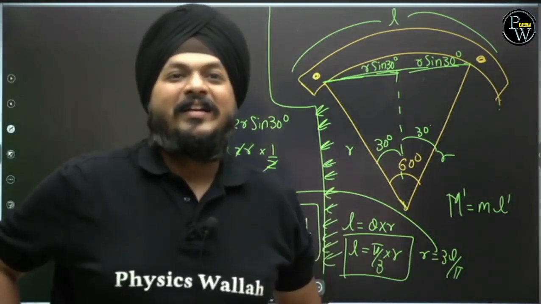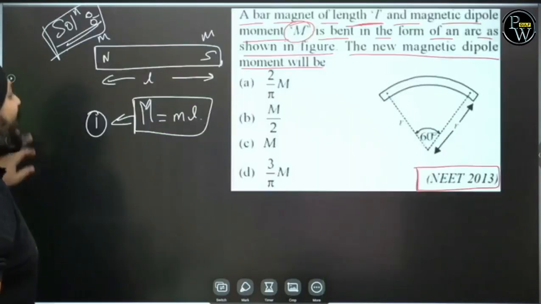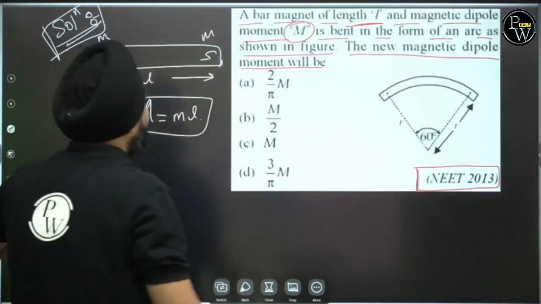Sir, approximately 50 minutes of the lecture have gone by, and we have only moved on to 3 to 4 sums. I told you all, the quality of the sums is important.